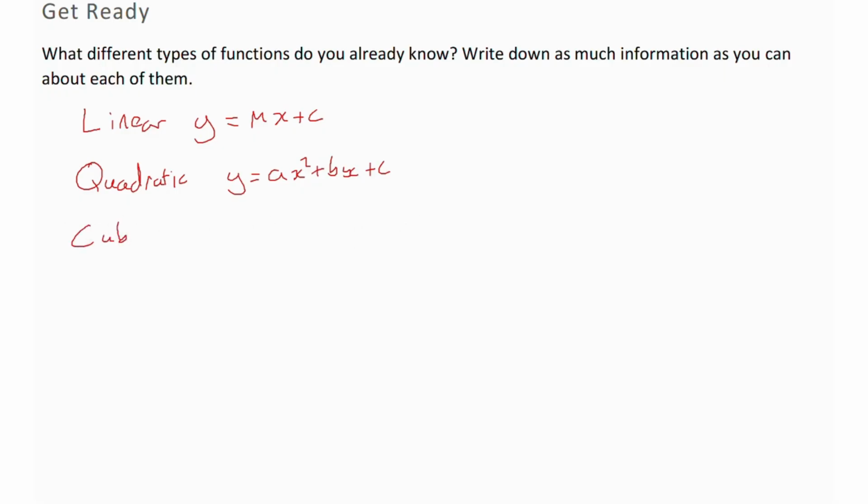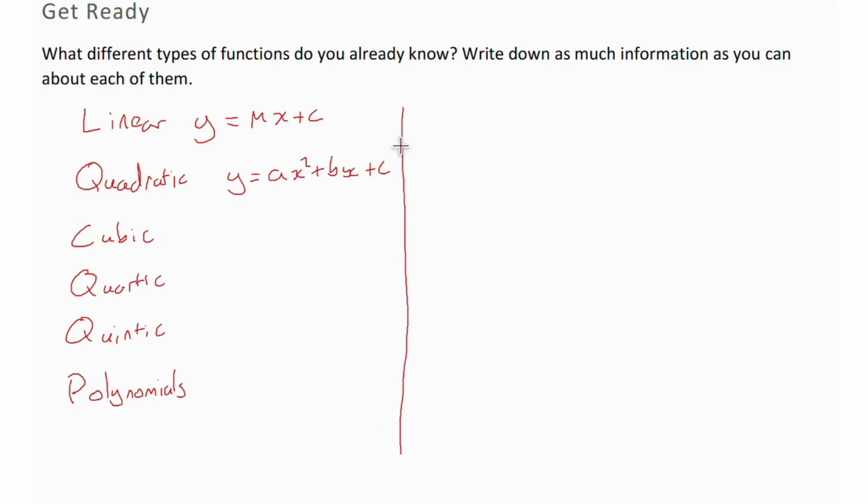Maybe you've heard about cubic functions, which is where we have a cube term, or even quartic functions, or maybe even quintic, which is when you get a power of 5. These are all examples of what are called polynomials, and we will be looking at polynomials as a whole family of types of functions.